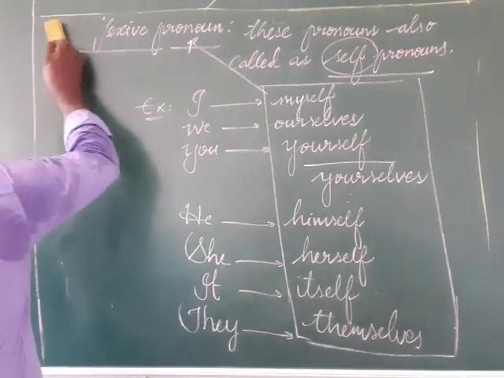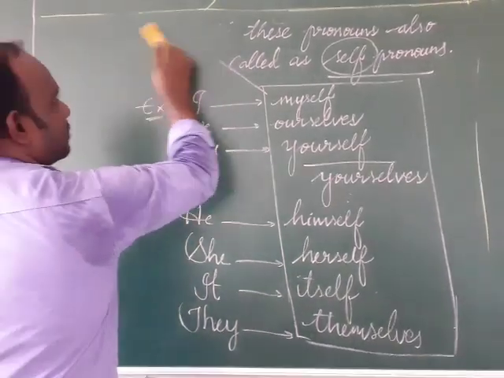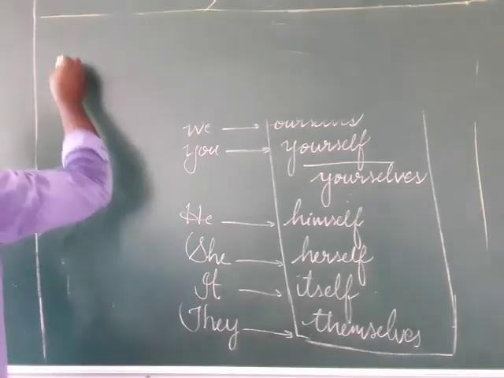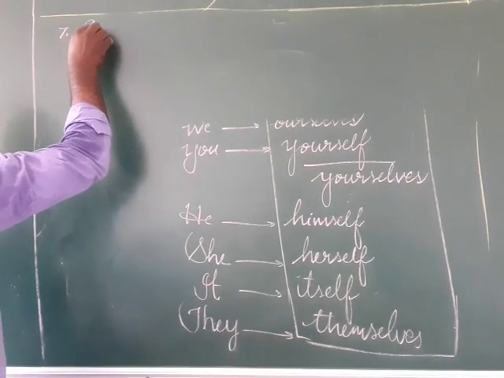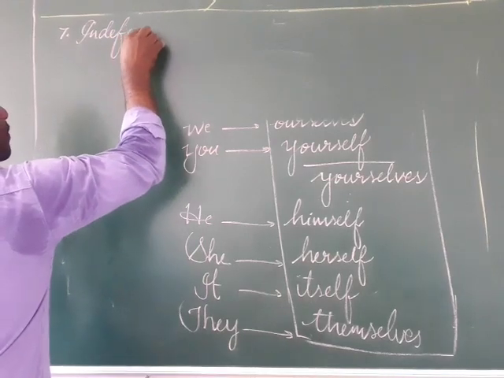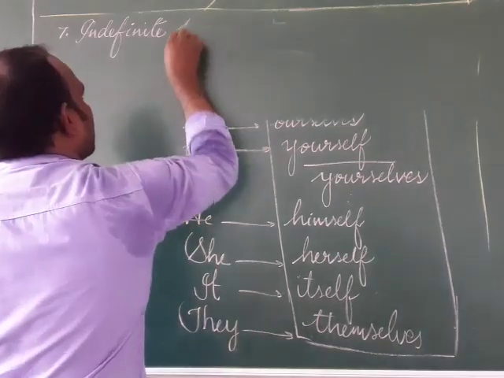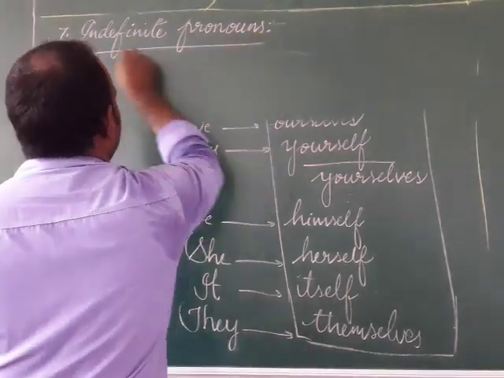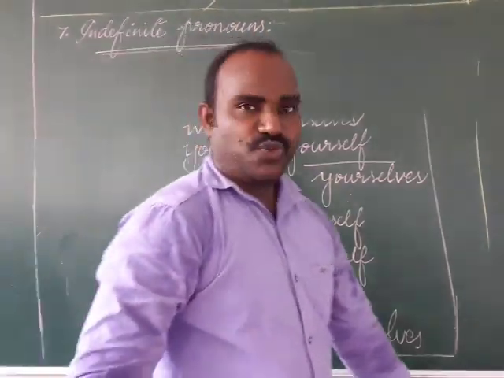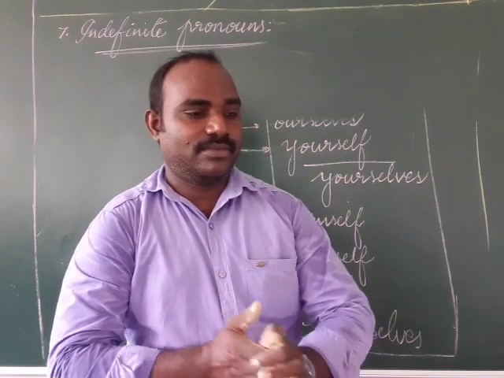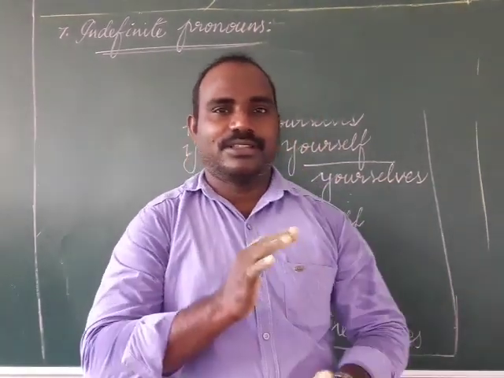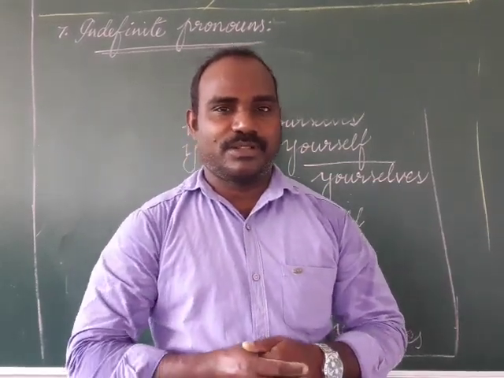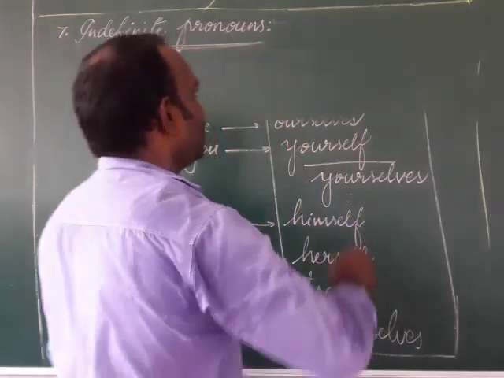Next, we are learning the seventh one, indefinite pronouns. Indefinite pronouns means here the pronouns that cannot define a certain person or thing. These pronouns are used for unspecific things or unspecific persons. Right? Write the simple definition.